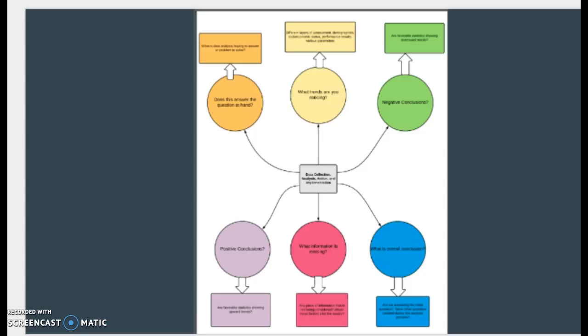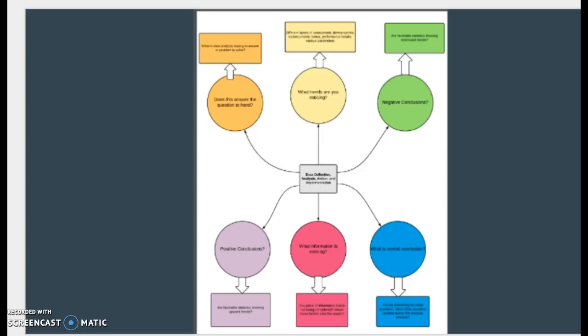So making my diagram, I really wanted it to be straightforward in the sense of what is a natural thought process and expanding on those concepts. So starting with the biggest thing that my administrators taught me: does it answer the question at hand? What is the data analysis hoping to answer or problem to solve? So what exactly are we looking at and what is our intent going into this?